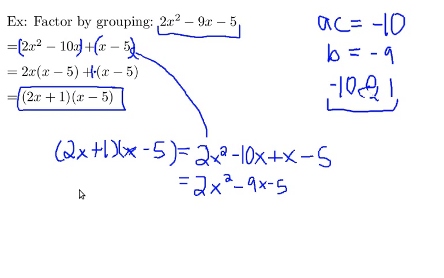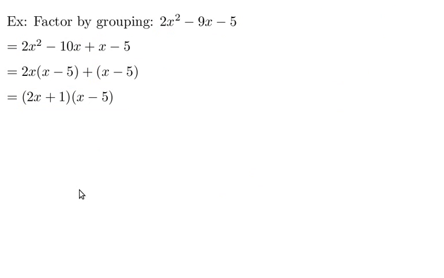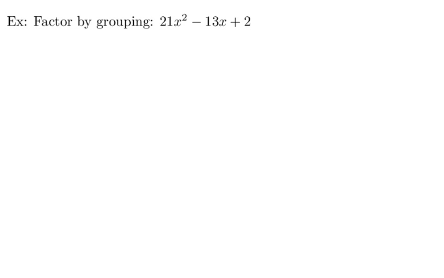We have one more example to do. So let's do this next one. Factor by grouping. 21x squared minus 13x plus 2. So, first thing we want to find is what is AC. AC is equal to, well, what is 2 times 21? That'll be 42. And then B is equal to negative 13. This is going to be kind of a tough one, I think.